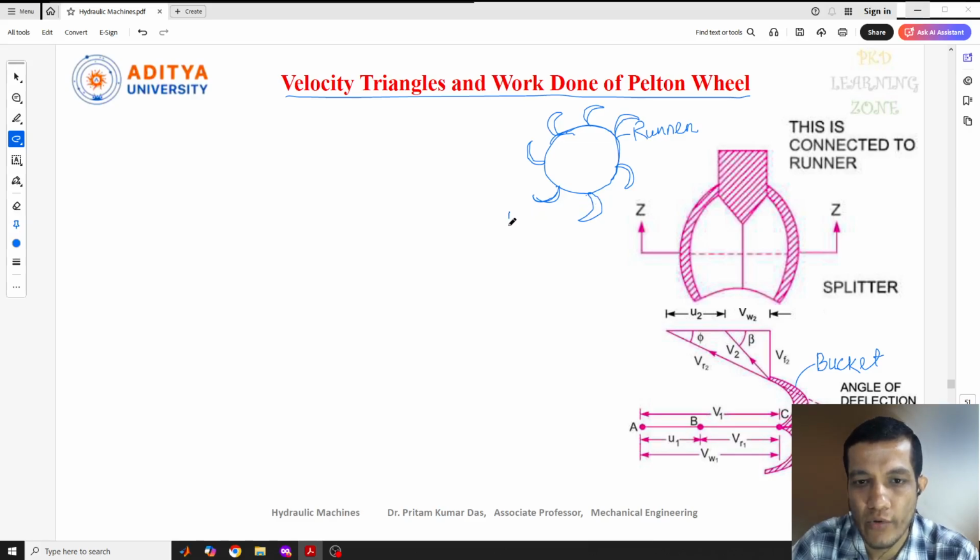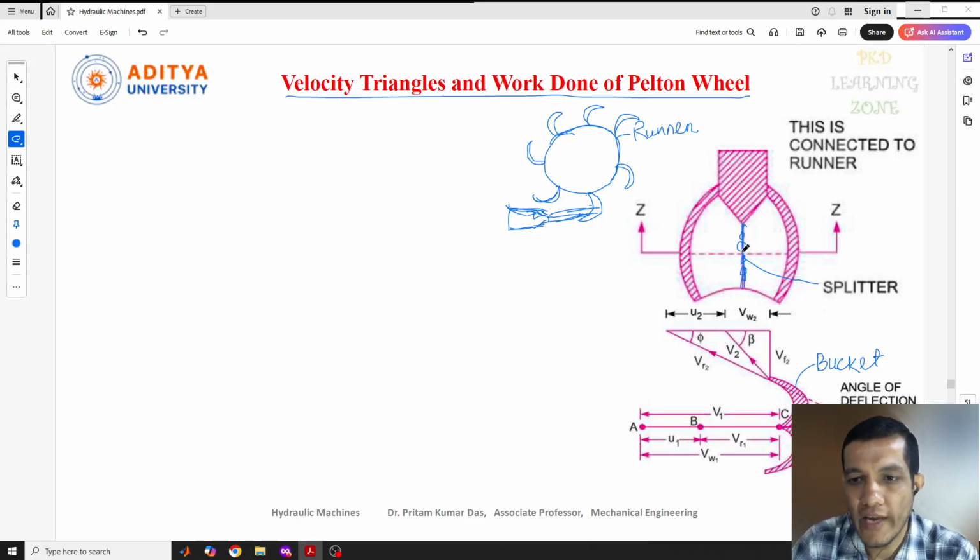For the impact of jets, suppose this is the pipe, and a nozzle is fitted on the pipe, and from this nozzle the water strikes the bucket. This pipe, or penstock, is attached to the dam, so the water flows from the dam and strikes the bucket. Here you can see the top view of this bucket. The middle part of the bucket is called the splitter. The water strikes the splitter at this point, in the middle of the bucket.